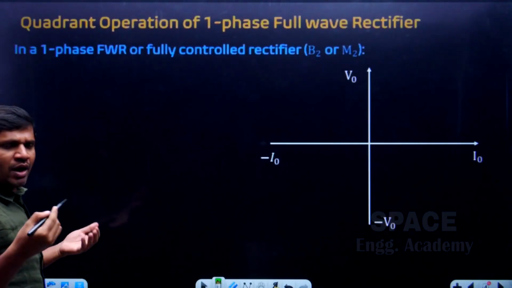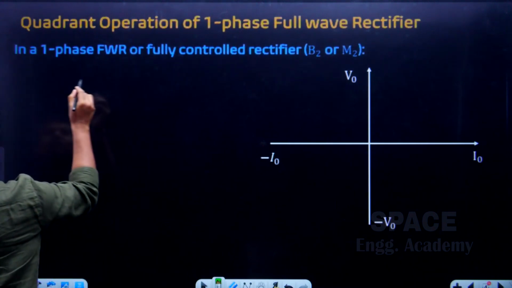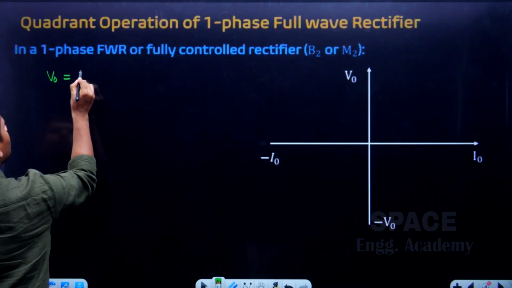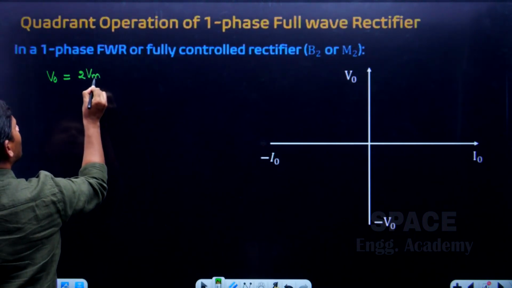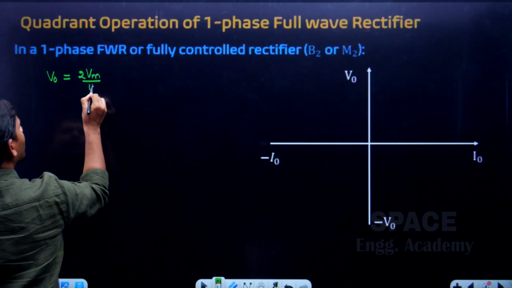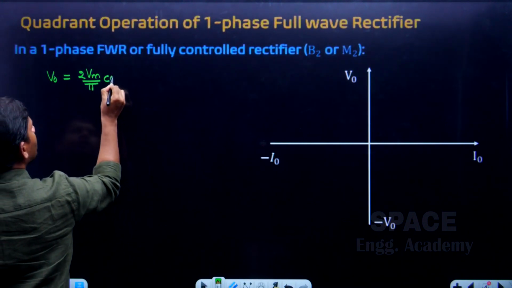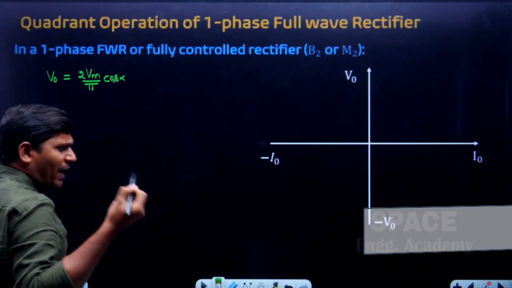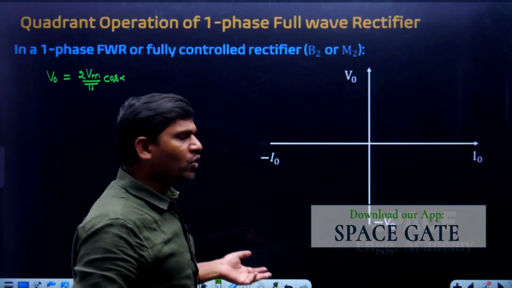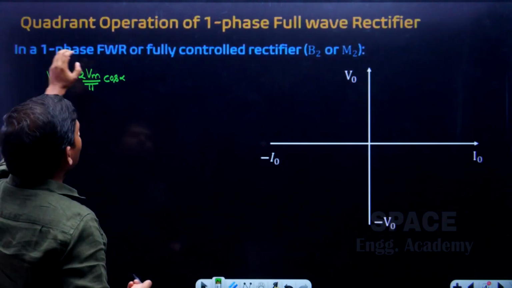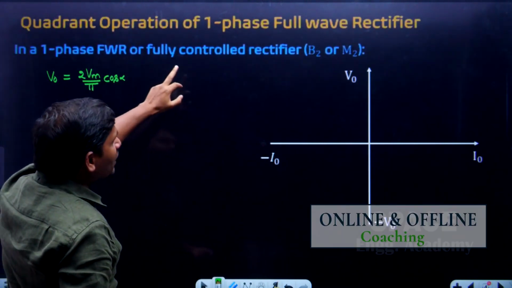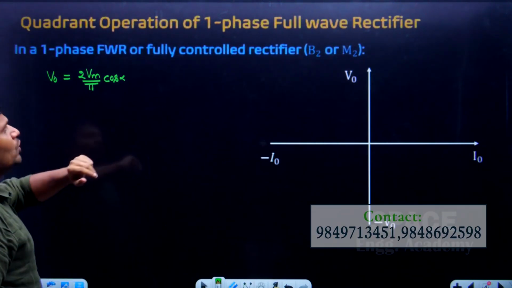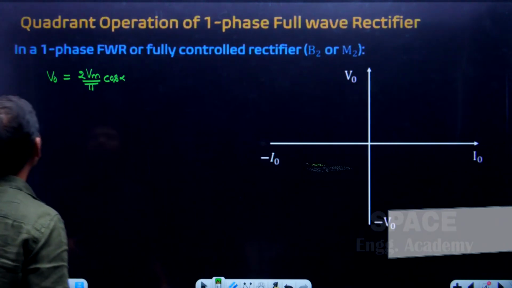It may be a full wave rectifier or bridge rectifier. We know the average output voltage formula. The average output voltage V naught equals 2 Vm by pi cos alpha, with the assumption of continuous mode, students. Okay, this is the average output voltage formula. In most practical applications we prefer the continuous mode only, that is why we are considering this formula. In a single phase full wave or fully controlled rectifier, it may be a bridge rectifier or midpoint type rectifier, V naught equals 2 Vm by pi cos alpha.